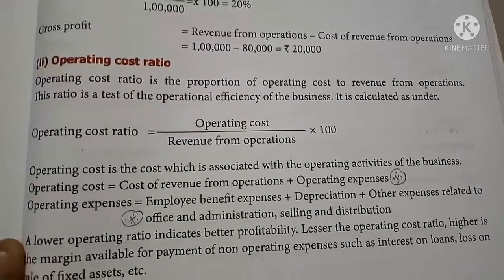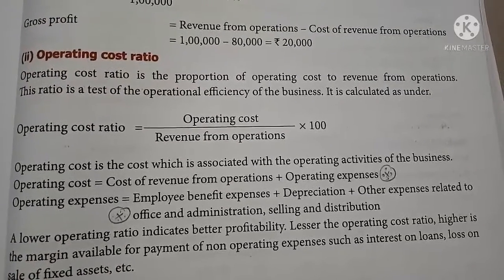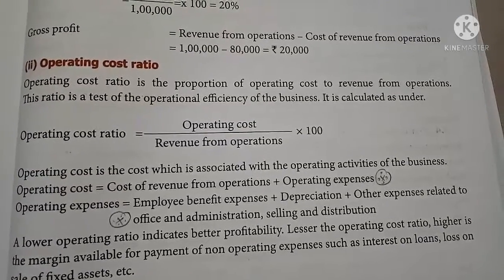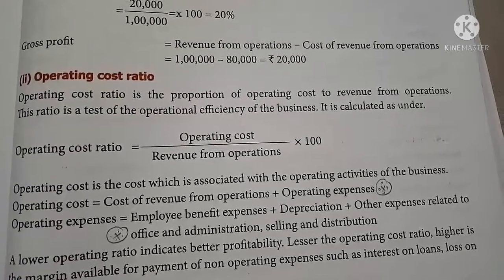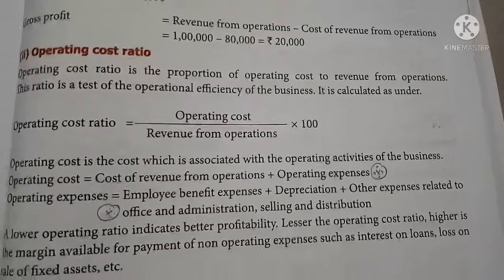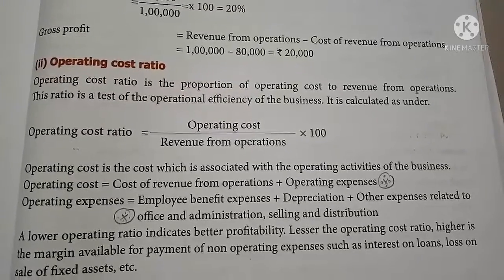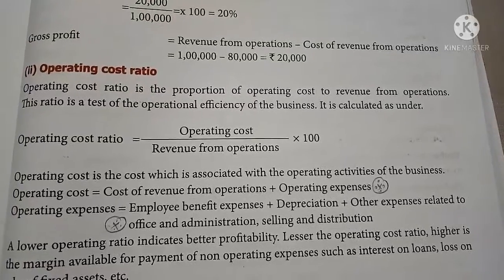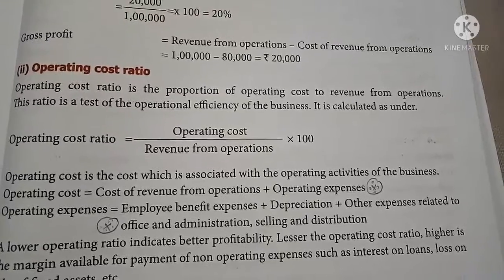Next we will find out the operating cost ratio. This ratio is the proportion of operating cost to revenue from operations. This ratio helps business people to test the operational efficiency of the business. It is a most useful ratio to analyze the operating efficiency of the business. The formula is operating cost by revenue from operation into 100.